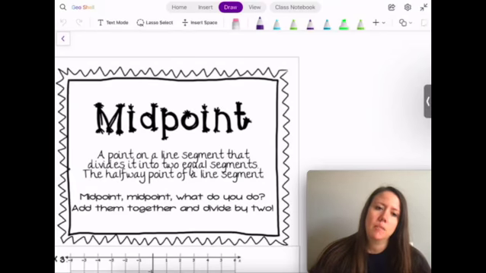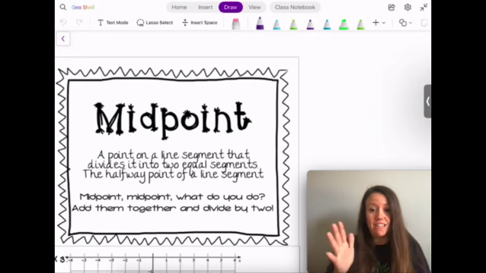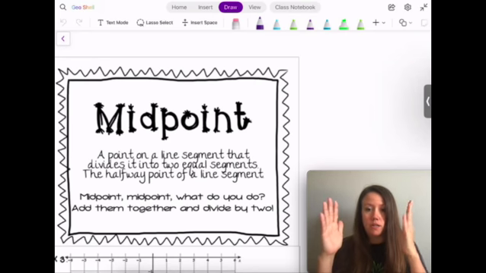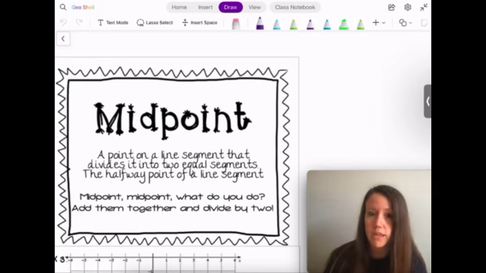Midpoint, what it is, how to find it. So the midpoint is a point on a line segment that divides it into two equal segments. So you've got something that you can fold in half. Imagine folding it perfectly in half. The point where that happens is the midpoint. Okay, it's also kind of like the average of two places, right? It's right there in the middle.